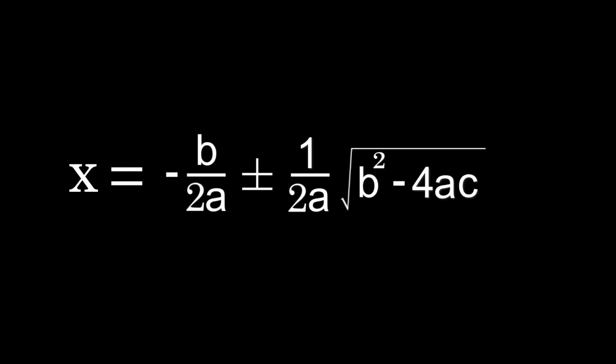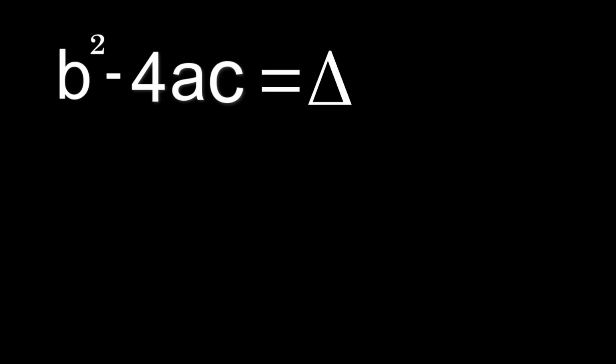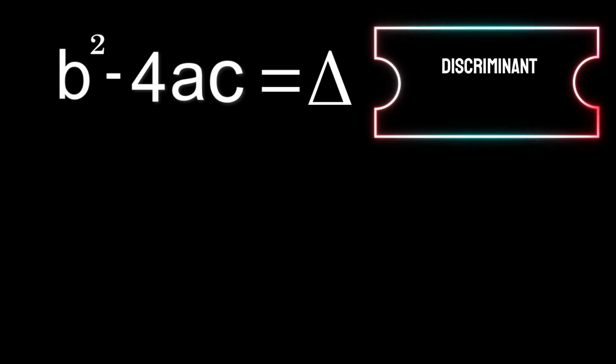A quick note regarding the quadratic formula is that we actually get information about our solutions just from this small section here, b squared minus 4ac. This section's known as the discriminant.